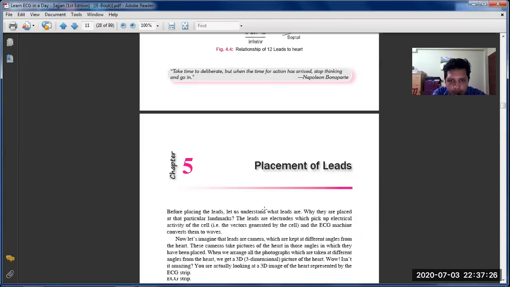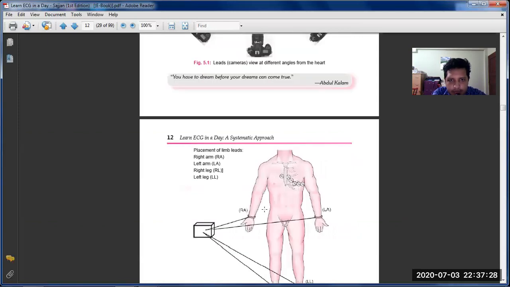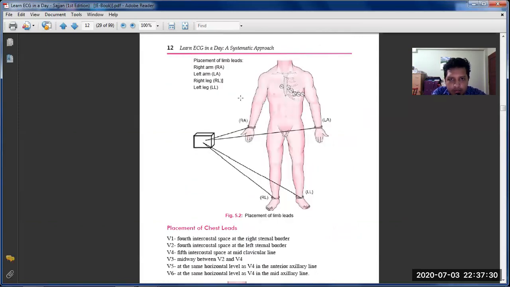Now the placements of the leads. aVR lead is worn on the right wrist, aVL is on the left wrist, and aVF is on the left lower limb. And there is also another lead on the right limb. It is called the earthing lead. It does not have any impact on the ECG waves.